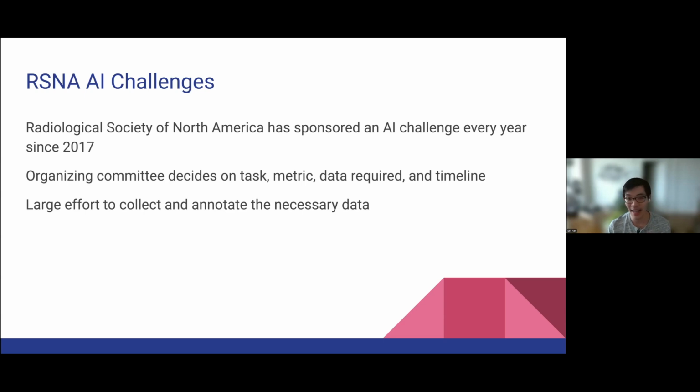And then they need to annotate all of this data for the specific task. And this is like thousands or even tens of thousands of x-rays or CTs. And it's basically volunteers who are annotating this data, which I think is very impressive.